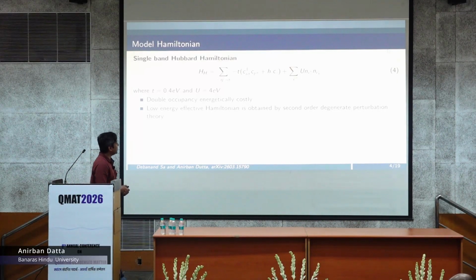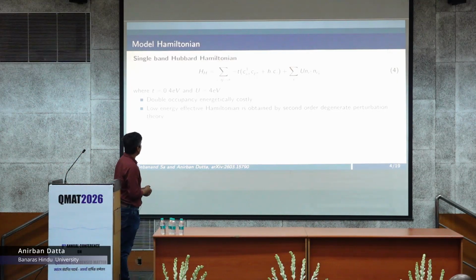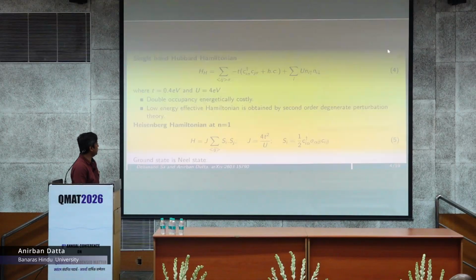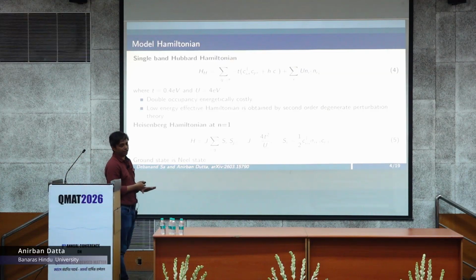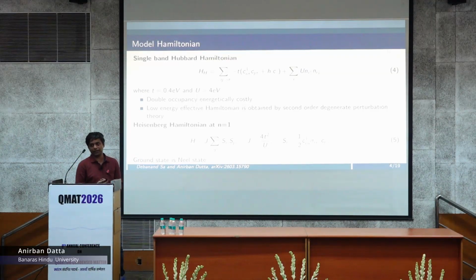So we can construct a low energy effective Hamiltonian by simply applying second order degenerate perturbation theory, and at half filling the effective Hamiltonian is the Heisenberg Hamiltonian, where J is given by 4T square by U. From there we also know that the ground state is the Néel state. Because we are at half filling, we have one electron per site, and since double occupancy is energetically costly, electrons cannot move, so that's why it's an insulator. On the other hand, charge degrees of freedom can fluctuate due to the second order processes.